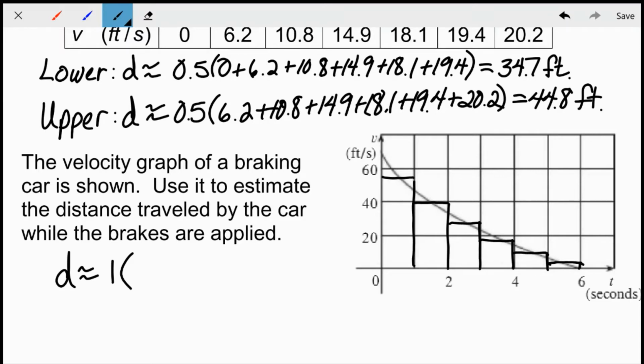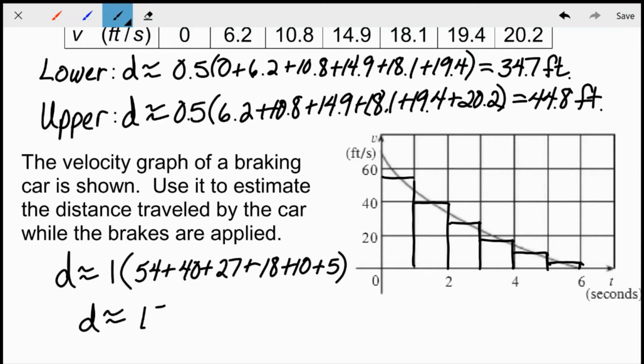So the first one I'm going to say is roughly 54. The next one is somewhere around 40. The next one I would say is about 27. And then maybe around 18. Then it looks like we're about 10. And then the last subinterval looks like it's pretty low, maybe somewhere around 5. Now remember, these are just approximations. So if you did this on your own and you got slightly different numbers, that's totally fine. We're just approximating from the graph. We don't know what this function is. So we're estimating that the distance traveled here would be about 154 feet.